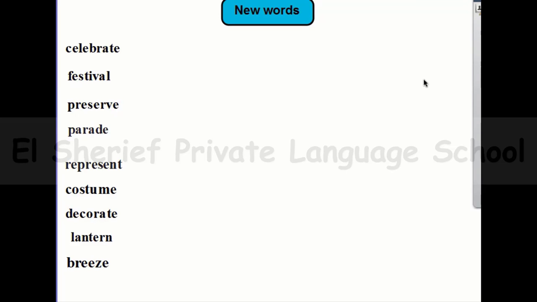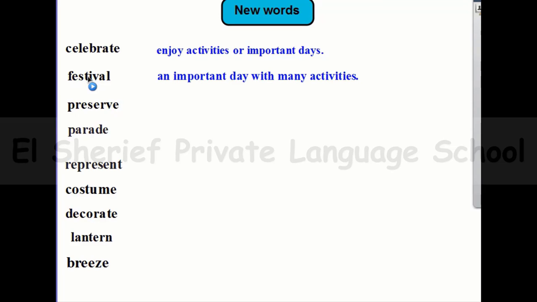Now let's turn to the new words for this unit. Number 1, celebrate. Celebrate is a verb. It means enjoy activities or important days. For example, in Australia, people celebrate the start of spring in September. Number 2, festival. Festival is a noun. It means an important day with many activities. For example, a lot of people have a festival of eggs in spring.